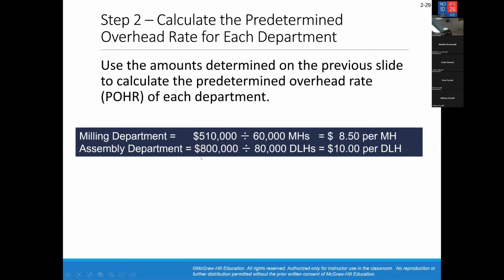And then I have 800,000 divided by 80,000 direct labor hours, which gives me $10 per direct labor hour. So for the assembly department, depending on how many hours you worked on that job, I'm going to not only have my wages for my direct labor, but I'm going to have, again, those hours used to calculate the assembly manufacturing overhead and multiply it by $10.